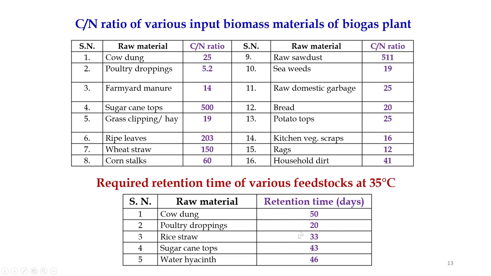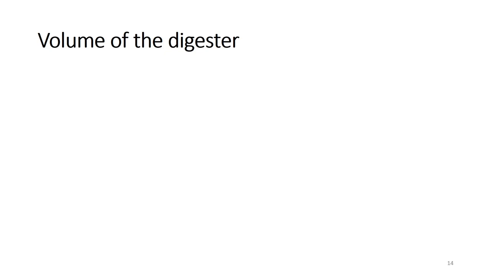And also the kind of retention time. If we use cow dung, then retention time will be about 50 days if we maintain a temperature of 35 degrees C. Poultry droppings is 20 days, rice straw is 33, sugarcane tops is 43, and water hyacinth is 46 days. Also, those days are important for particular climatic conditions. If the climatic condition is cold, then the retention time required will be high.